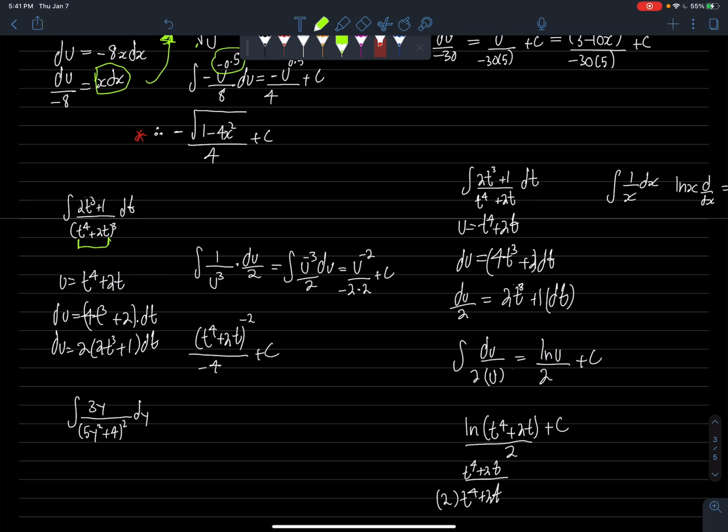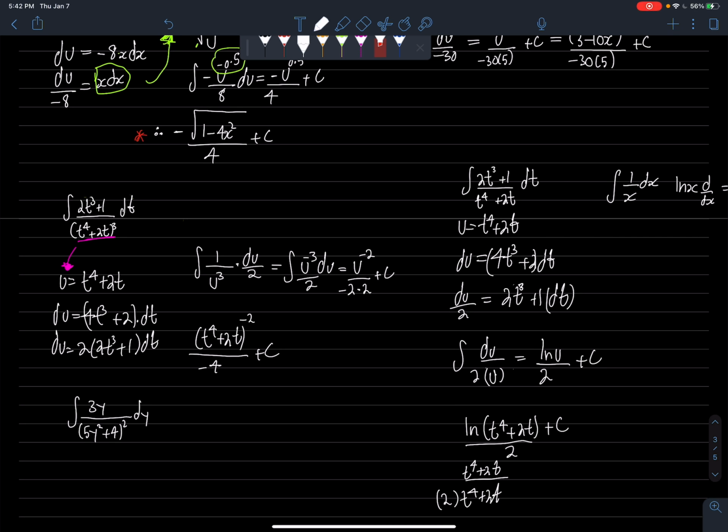Because the function here, technically, is just x to the 3, right? But x is equal to t to the 4 plus 2t, right? That's basically what it is. And then you have the derivative of that function on the top. So you can use U-substitution, right?